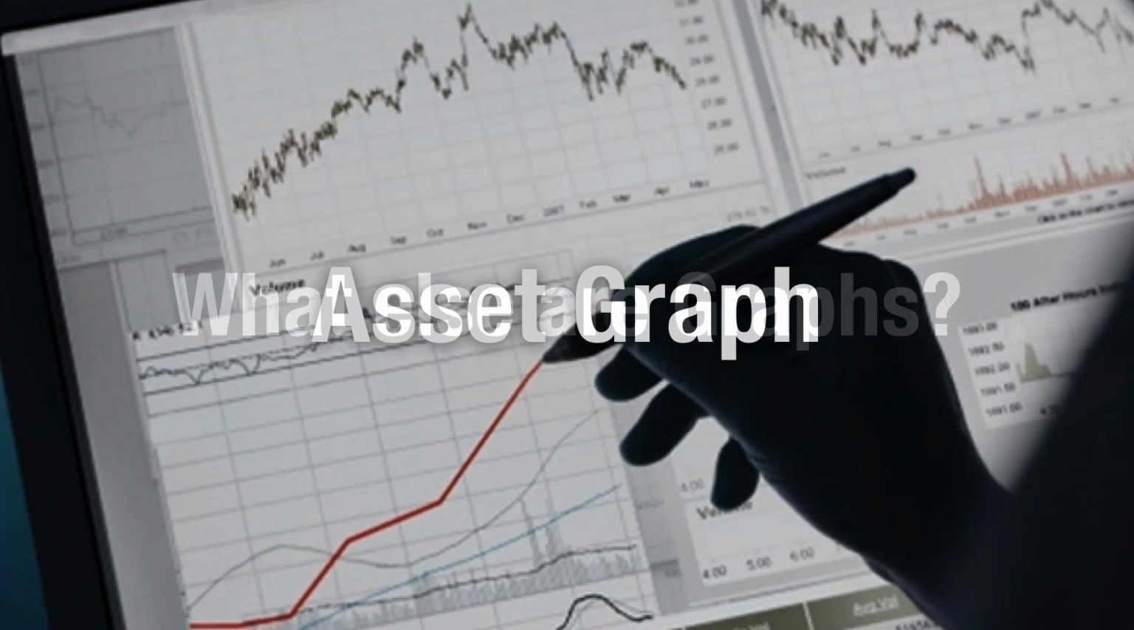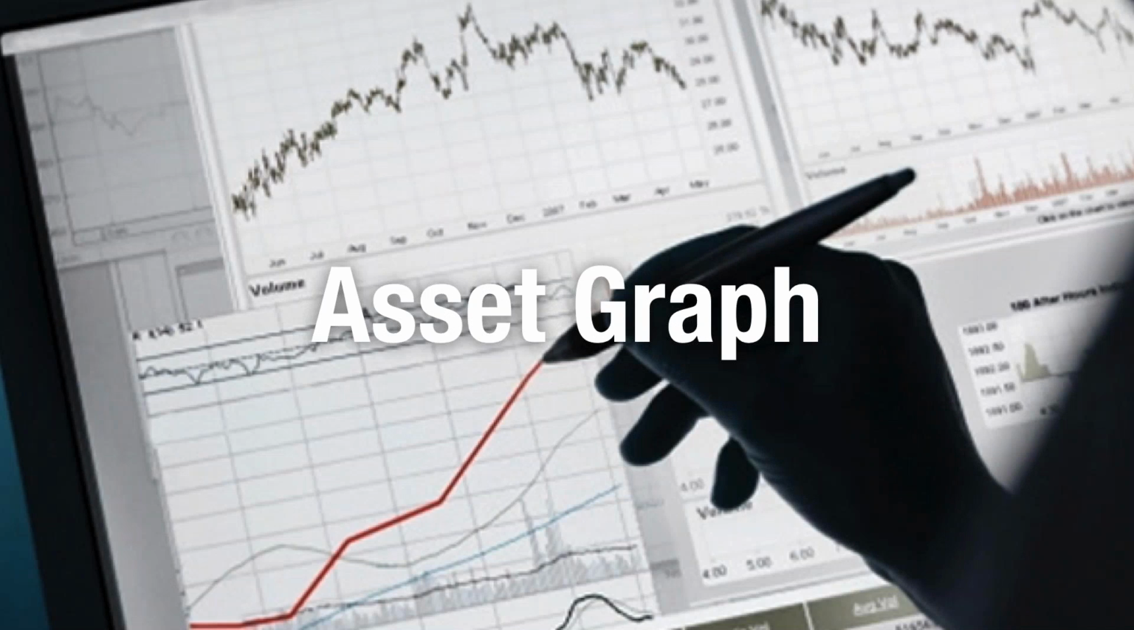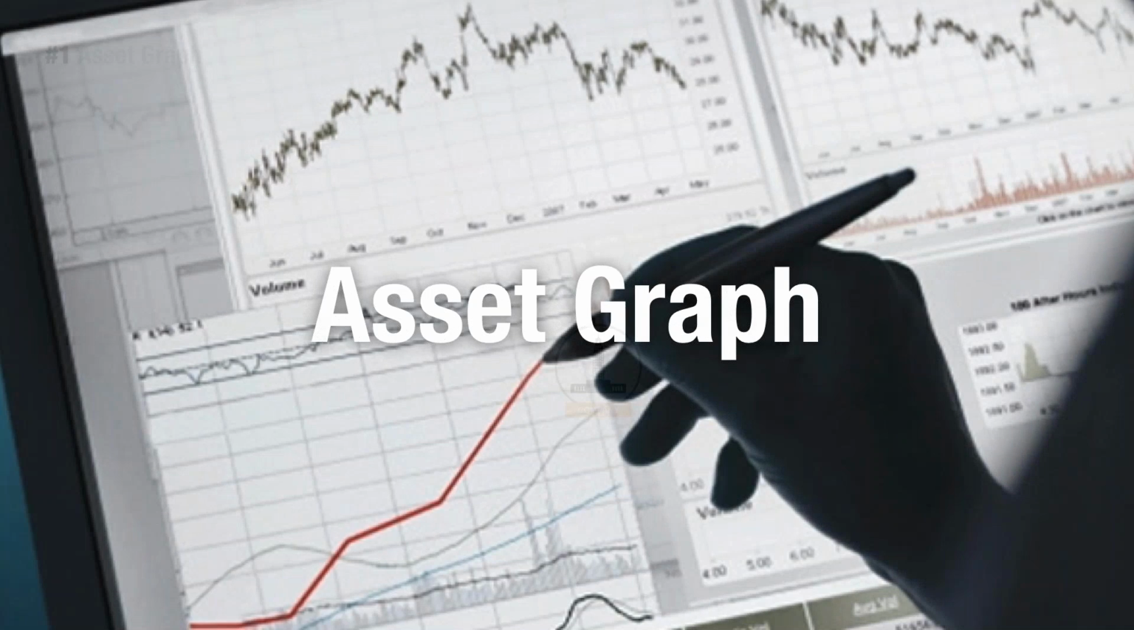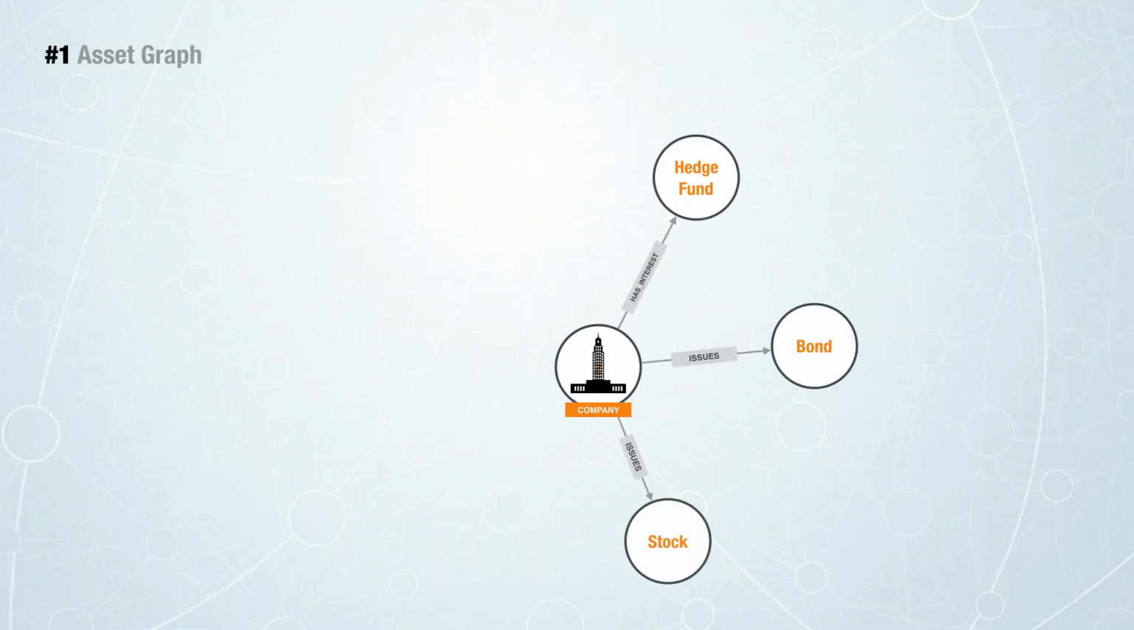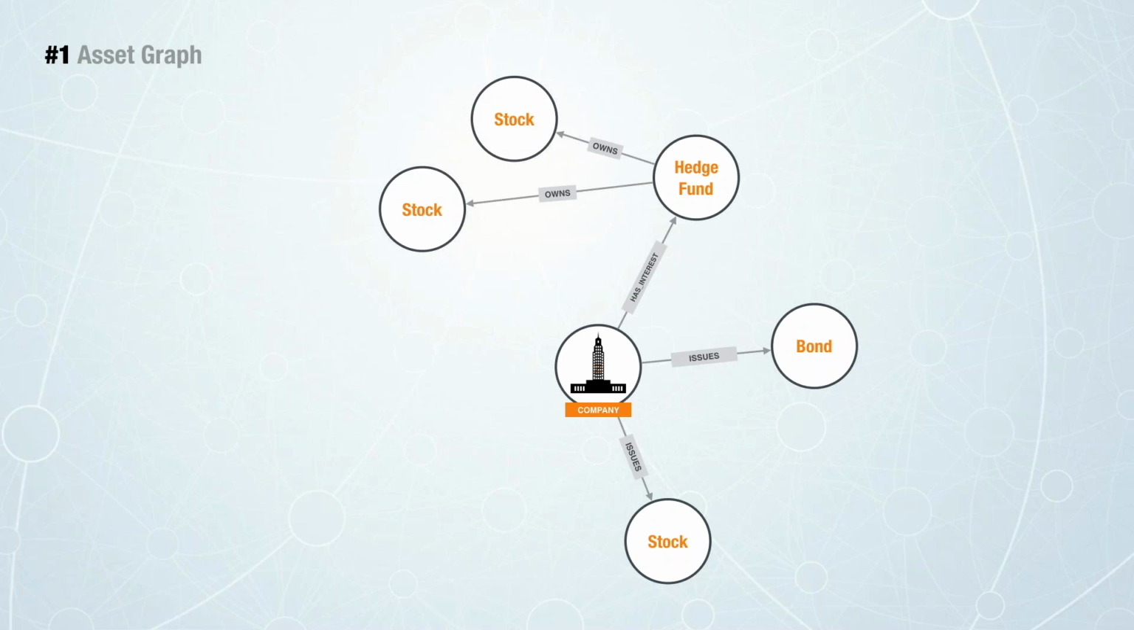And so, maintaining the thread of investment vehicles and financial products, looking at an asset graph, where a company may hold a position in a hedge fund, and of course that company wants to raise capital, so they issue bonds, and they also want to offer equity to the public, so they issue stocks. And these hedge funds will own stocks, and maybe a hedge fund will also own an ETF, and an ETF may actually hold a position in this underlying company.